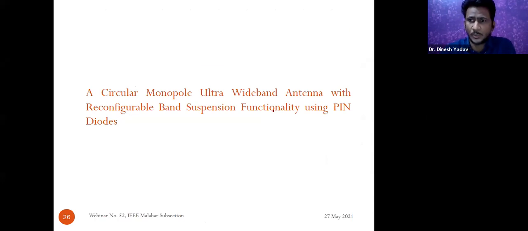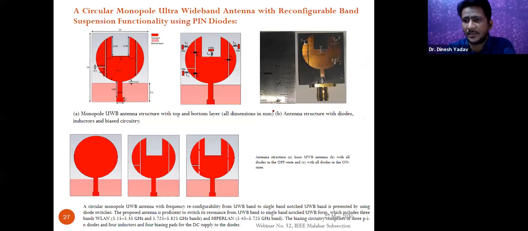So there is the circular monopole antenna which I have published, in joint collaboration with IIT Delhi, the research lab of the microwave lab at Rajasthan University, and Manipal University Jaipur. In this paper you can see a very simple structure. We start with a monopole antenna which radiates in a certain frequency band, 3.1 to 10.6 gigahertz. Now we have to introduce the reconfigurability.